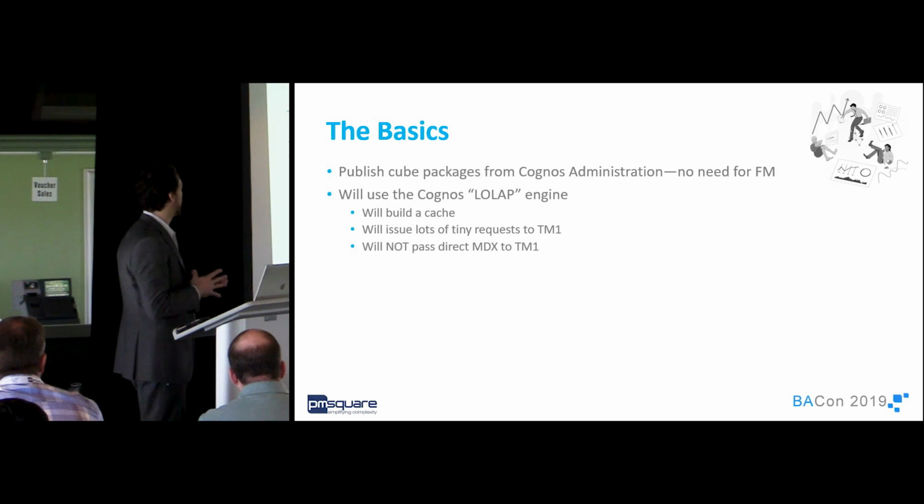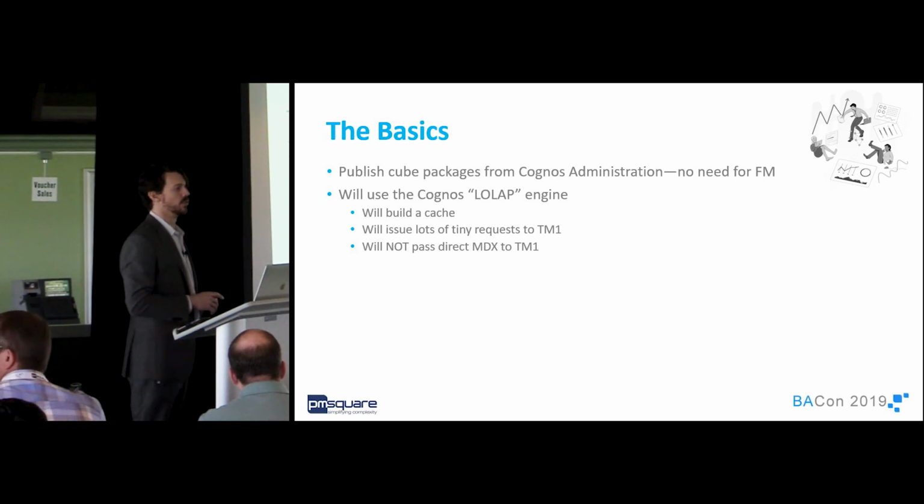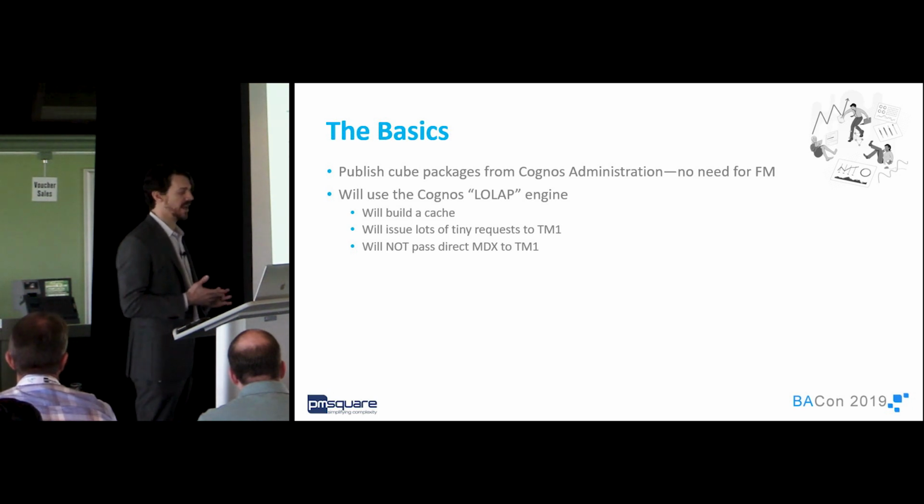So what you may be expecting when you create a report is that there are just going to be direct MDX queries issued to TM1 from Cognos. That's not necessarily the case. When you first go to run a report, it's going to build a cache. There are actually two different types of cache. One's the member cache and one's the data cache.